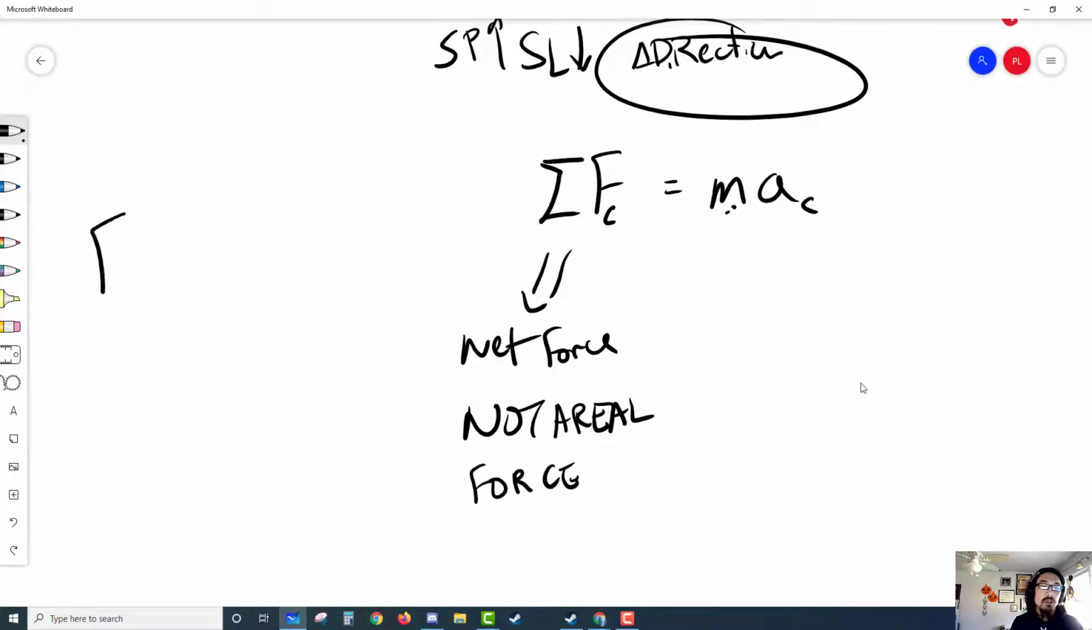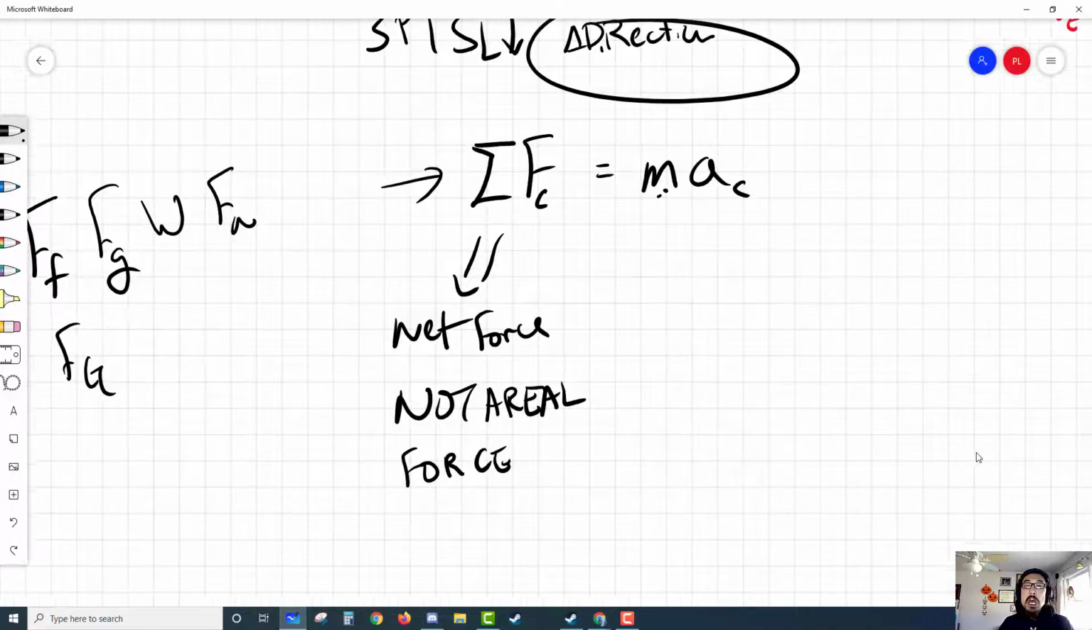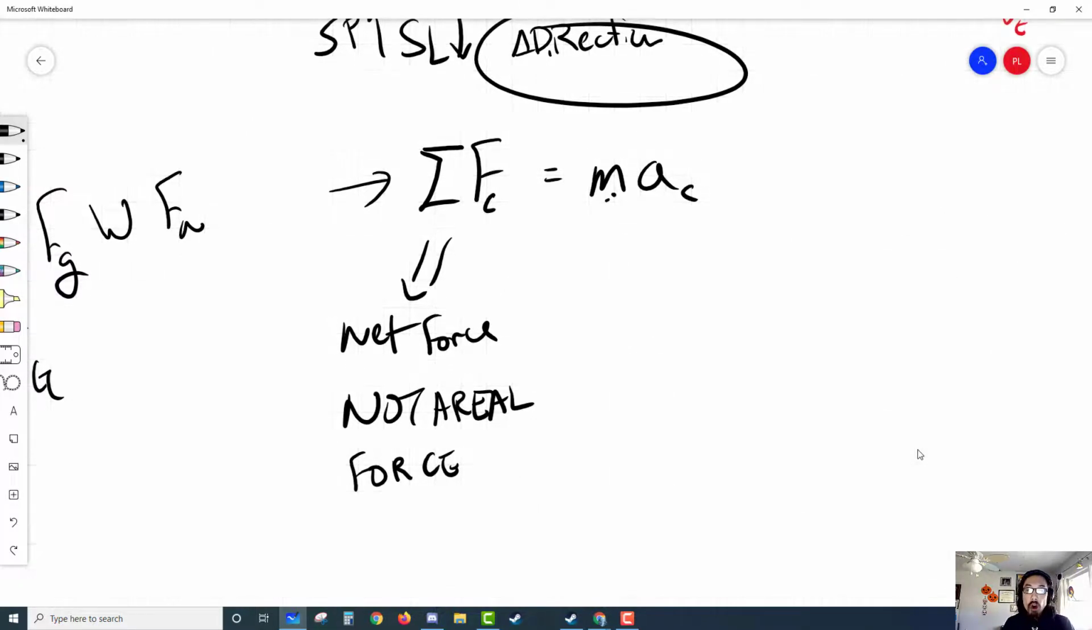Real forces include stuff like force of friction, force of gravity, also known as the weight, right? We have the normal force, and we just learned about the gravitational force, right? So these are all real forces, and these real forces belong in the centripetal force equation. So to sum it up, real forces that cause a system to spin around in a circle are part of the centripetal force equation. Okay?